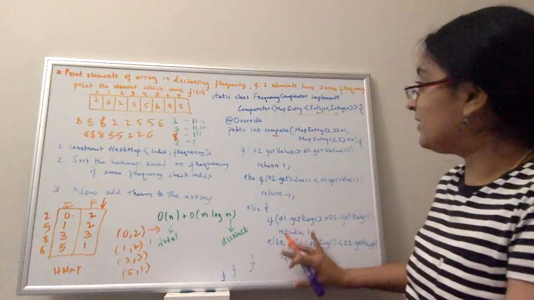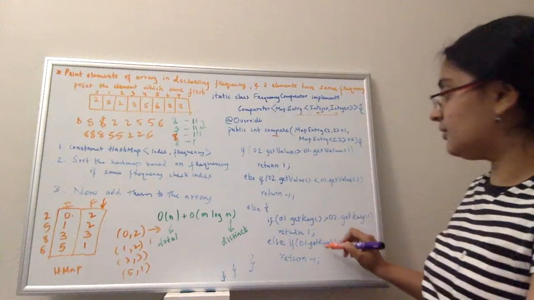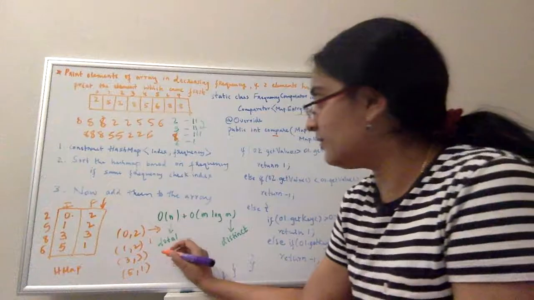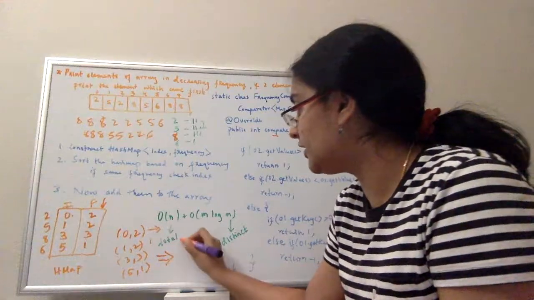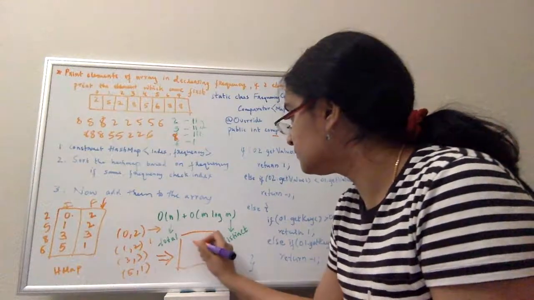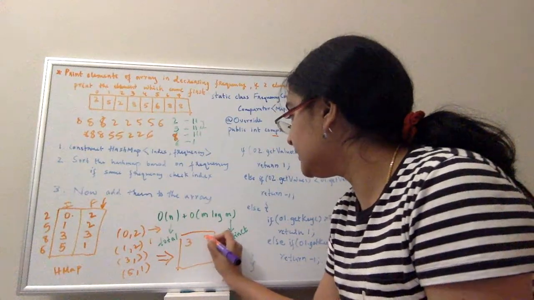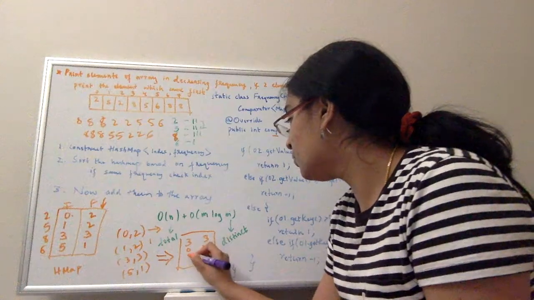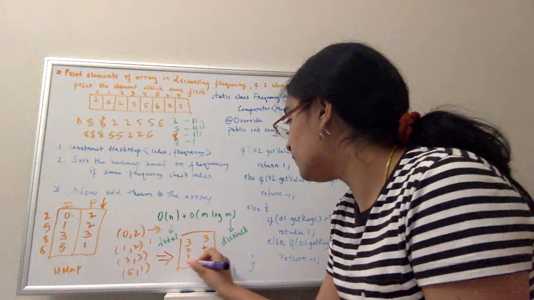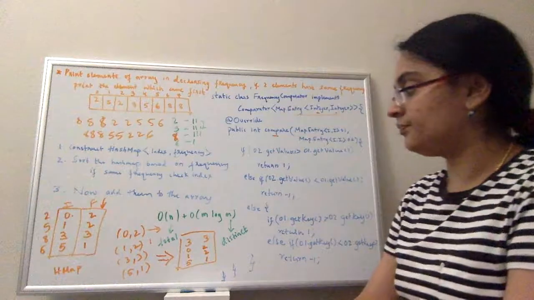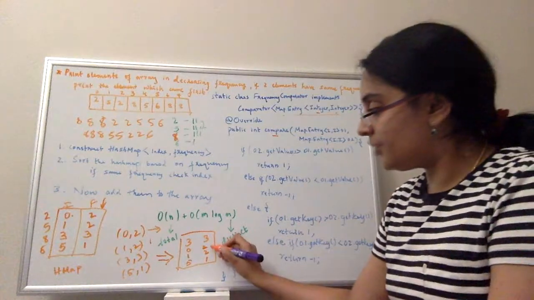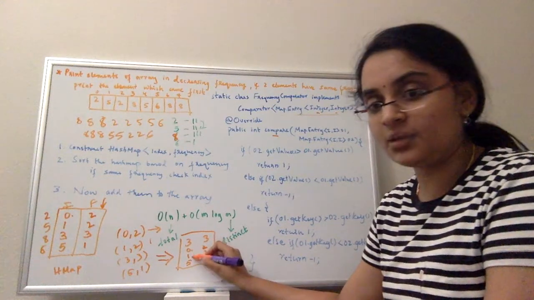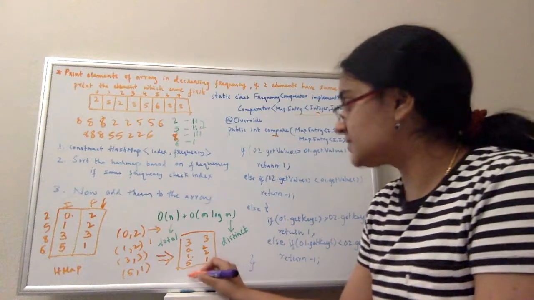So this is how it will sort the entire hash map, and the resultant hash map after sorting will be 3 3, 0 2, 1 2, 5 1. Because these two have the same frequency, it has to be in ascending order, so 0 comes first and then 1. So this is our resulting hash map.